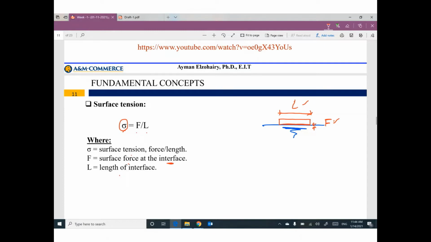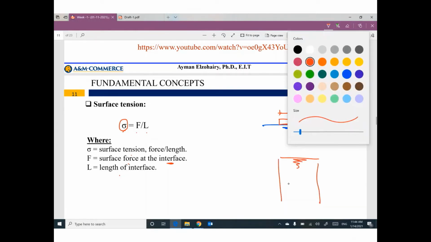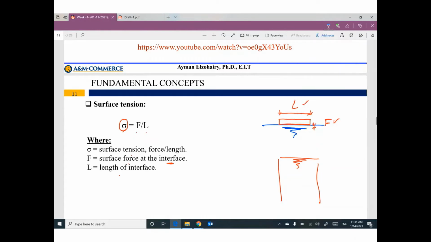You can try it. If you have a cup filled with water and a coin, a quarter or whatever, please make contact between this coin and the water surface. You can find we have a contact force between the two surfaces. So this force F, with the length of the coin and the property of surface tension, gives you a relationship: sigma equals F divided by L.